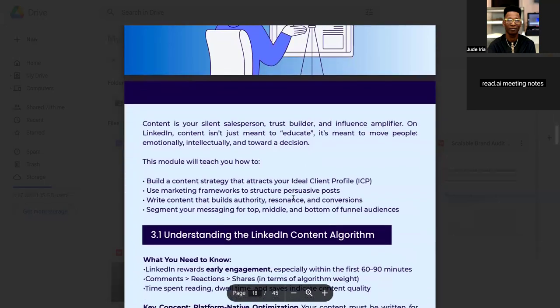So content is your silent salesperson, and it's a trust builder and an influence amplifier. On LinkedIn, content isn't just meant to educate, it's meant to move people emotionally, intellectually, and towards a decision. It's meant to push people. It's a hook, something that hooks people and draws their curiosity to a particular thing you may want to show them. So that is your content.